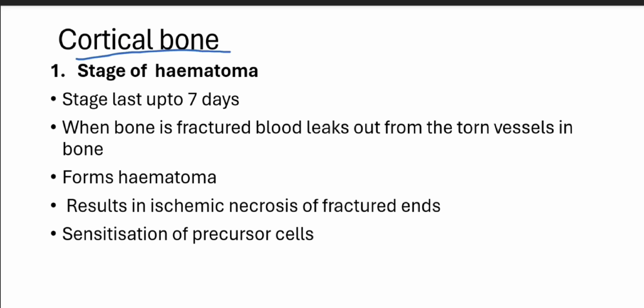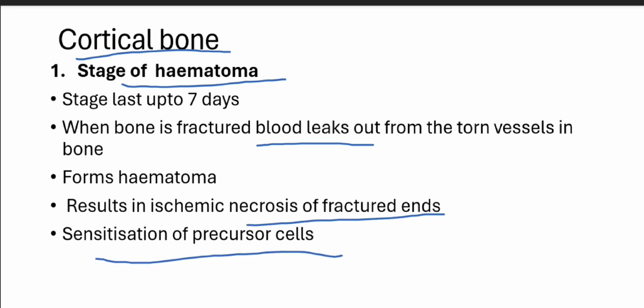The first stage is the stage of hematoma, which lasts up to 7 days. When the bone is fractured, the blood leaks out from the torn vessels in the bone and it forms the hematoma, resulting in ischemic necrosis of the fracture end and sensitization of the precursor cell.